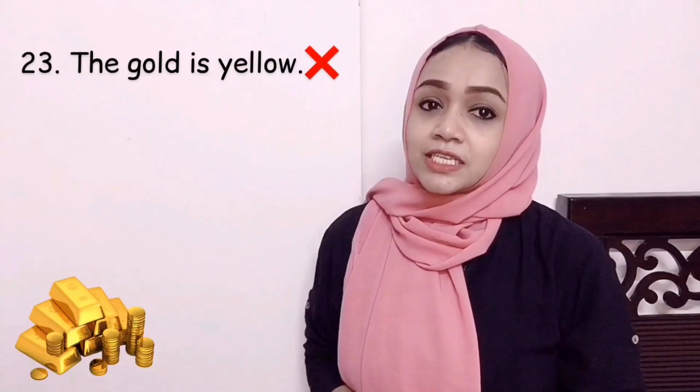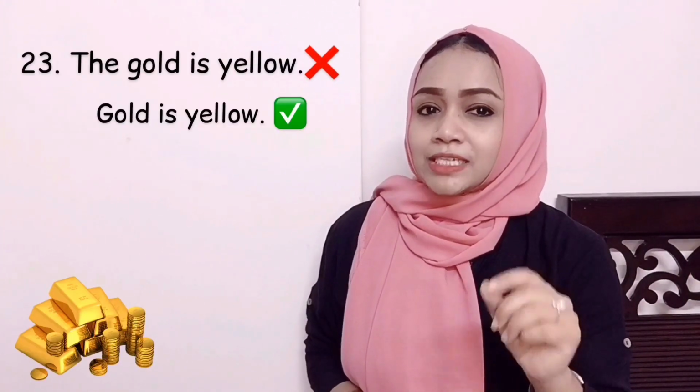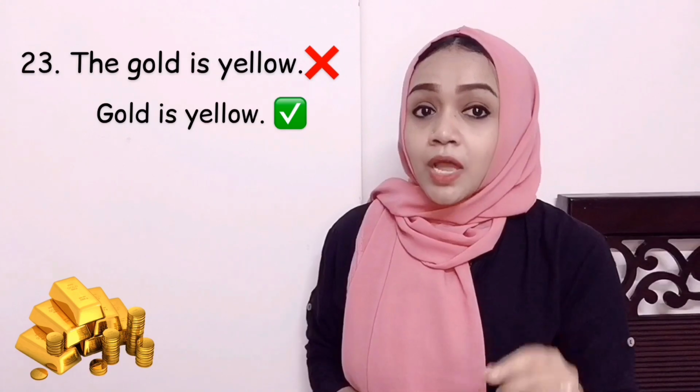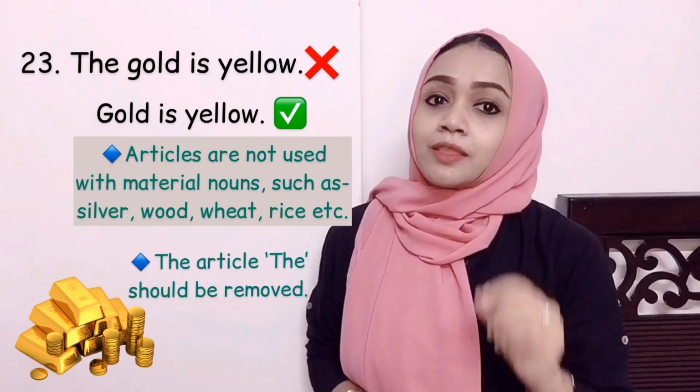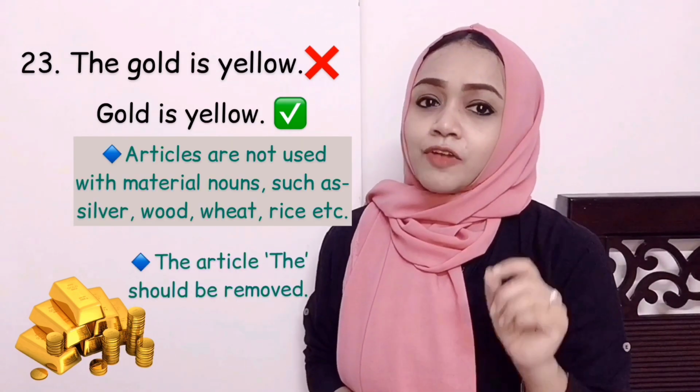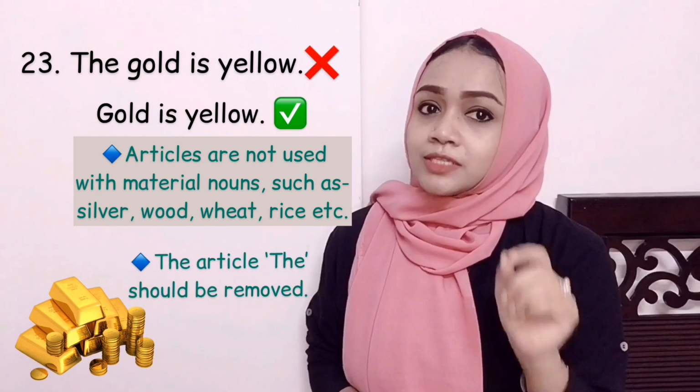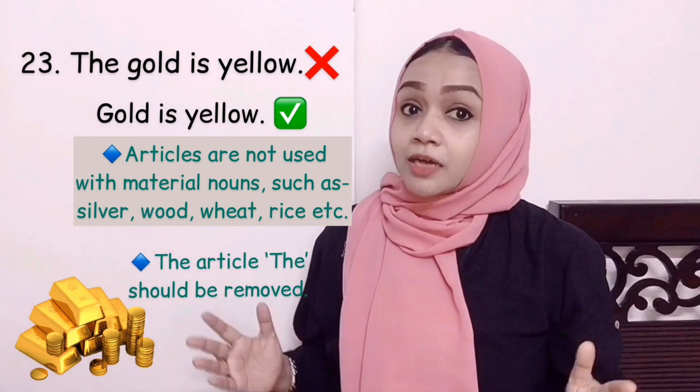Another wrong sentence is "The gold is yellow." Well, it should be "Gold is yellow." Articles are not used with material nouns such as silver, plastic, wood, wheat, rice, etc. So the article the should be removed.